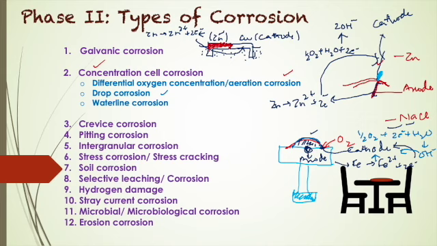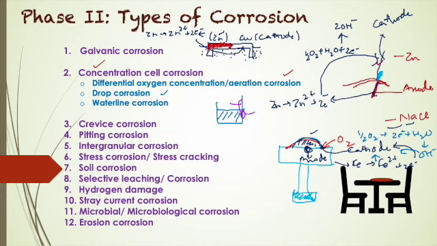The concentration of dissolved oxygen at the water surface is greater than under the surface. What do I mean to say? अगर ये मेरा वाटर टैंक है और ये वाटर से फिल्ड अप है, ठीक है, so this portion of the tank, it is getting less supply of oxygen as compared to this portion. सो ये बन जाएगा एनोड और ये बन जाएगा cathode.